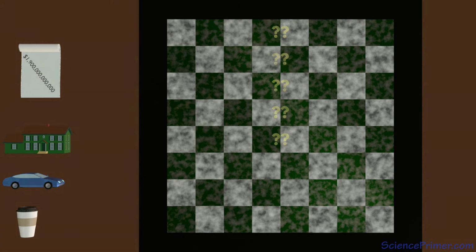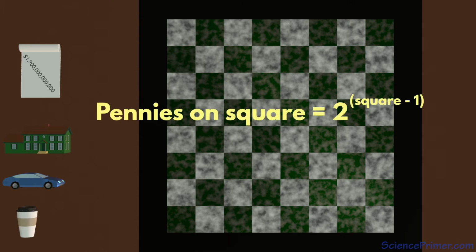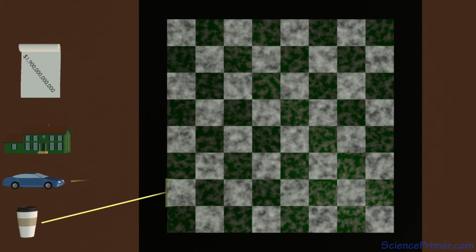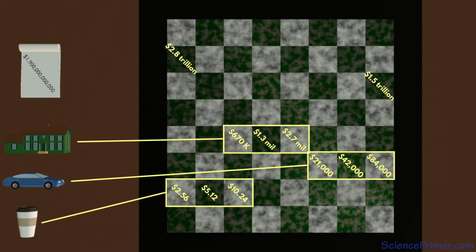This doubling every square is an exponential pattern. The number of pennies on each square is easily calculated using the formula number of pennies equals 2 raised to the power of the square minus 1. Armed with this formula and a little time, it is fairly easy to find the general region of the board that equates to the cost of each item. If you are bothered by the fact that there is a range of values appropriate for each item, note that the doubling of the number of pennies on each square means that a large range of values falls within a relatively small number of squares.